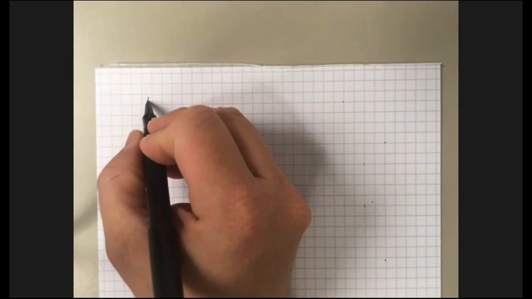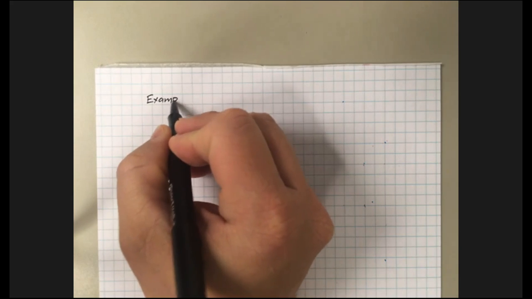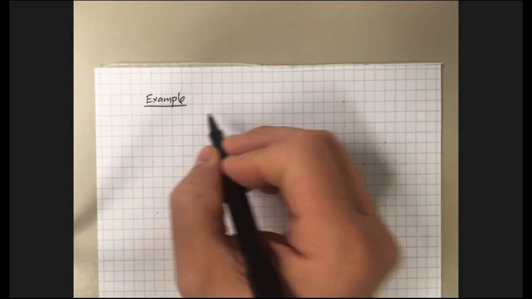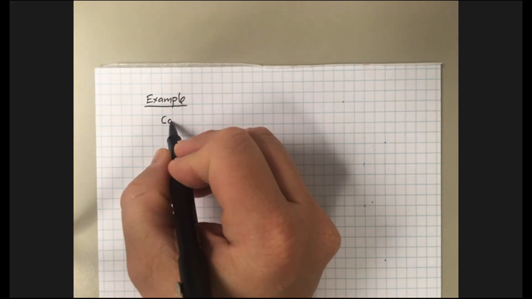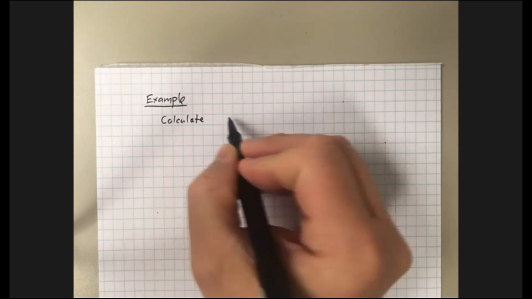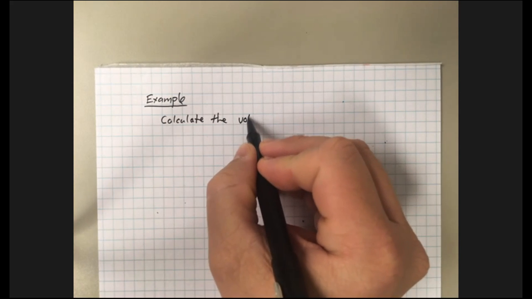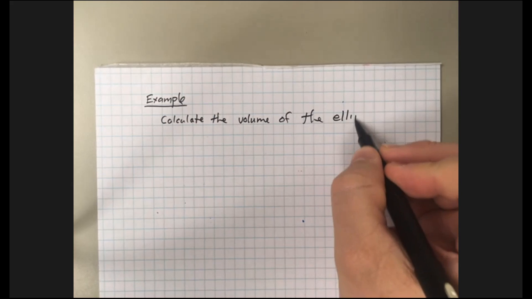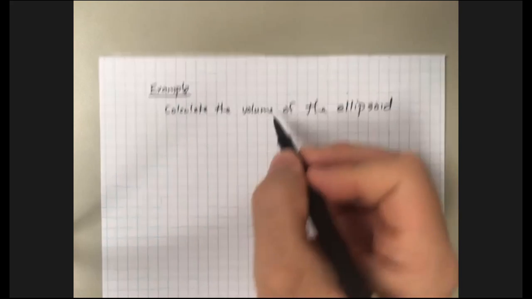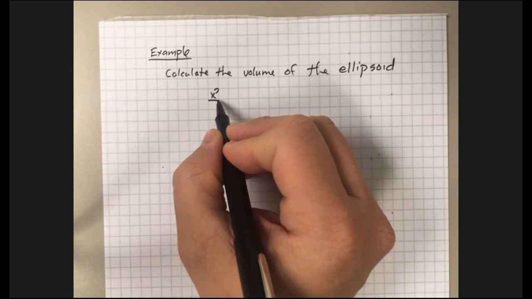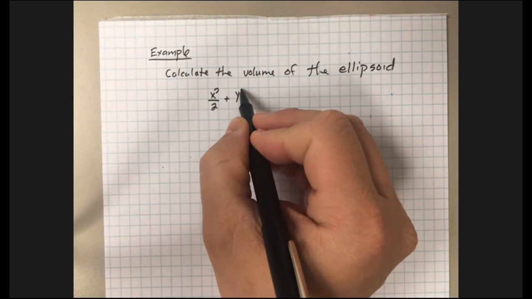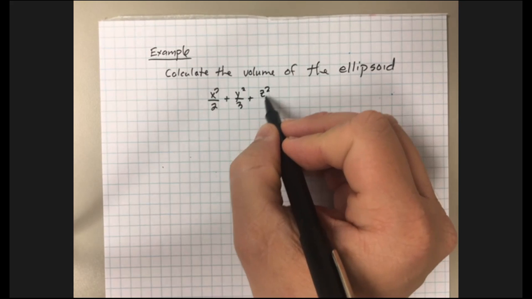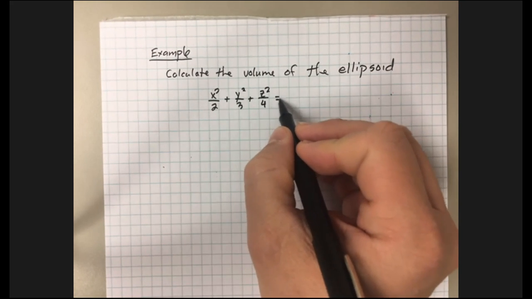So let's do another example where I find the volume of an ellipsoid. Let's say, calculate the volume of the ellipsoid, let's say x squared over 2 plus y squared over 3 plus z squared over 4, I'll just pick some common numbers, equals 1.